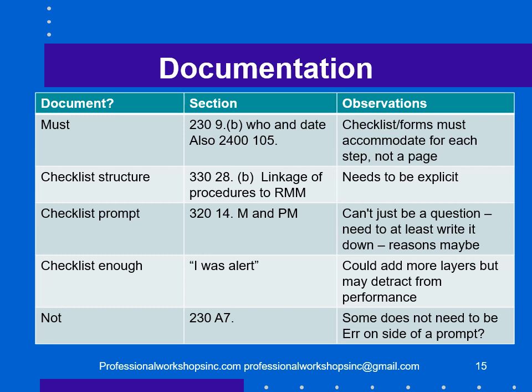And some things you don't need to document, and you will refer to 230A7. Some things just do not need to be documented. You go, that's otherwise implicit. Now, sometimes I decide to err on the side of a prompt. That would be an example of I was alert. I think I would probably say, I really don't need to document that. I know it's a requirement, but difficult to document. The heck, I'll put in a checklist prompt, a checklist step. I was alert. I'll initial it. I'll date it. Okay, I've satisfied that. So I've erred on the side of a bit too much documentation, but it really didn't take a long time to do.